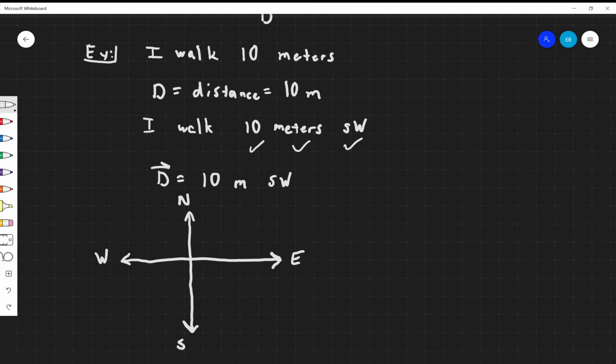Now this d right here, this distance that I'm walking, is 10 meters, and it's going to be 10 meters towards the southwest. So I need to go in the southwest direction, so that's going to be down, south and west. So I'm going to be over in this quadrant. So my vector is going to be going down towards the southwest. And that could be a distance d with that little vector symbol. Okay.